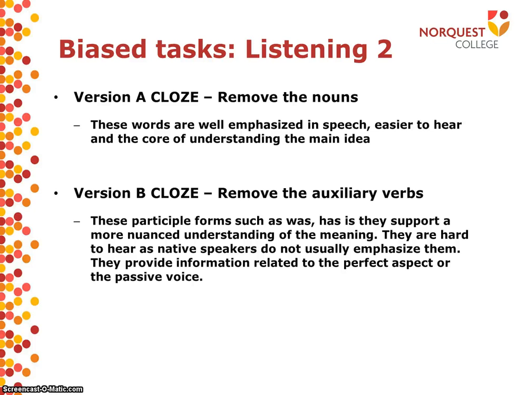For the higher level learners, take away the auxiliary verbs. So here the participle forms that give you the nuanced meaning. Was taken, has been given. These are hard to hear, they're not emphasized, but they give information such as the perfect aspect or the passive voice that can be important for higher level learners to begin to understand the salience of those forms.